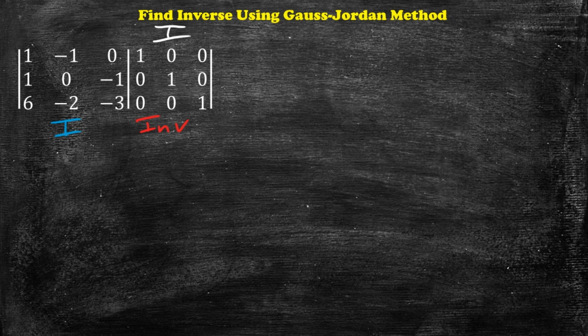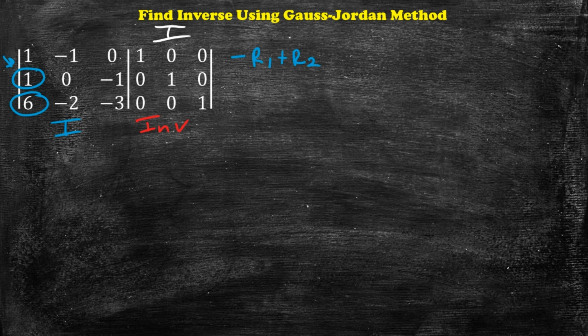first things first, we want to make the left-hand side the identity matrix. So that means that I need to get this 1 here and this 6 here to become a 0. All right, let's start with the 1 here. The way I'm going to make that a 0 is I am just going to multiply row 1 by -1 and add it to row 2. That'll make that a 0. So we got negative row 1 plus row 2.